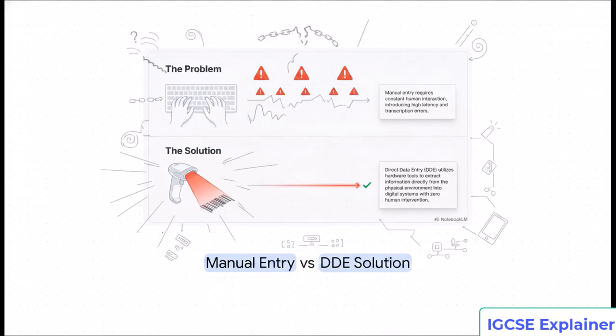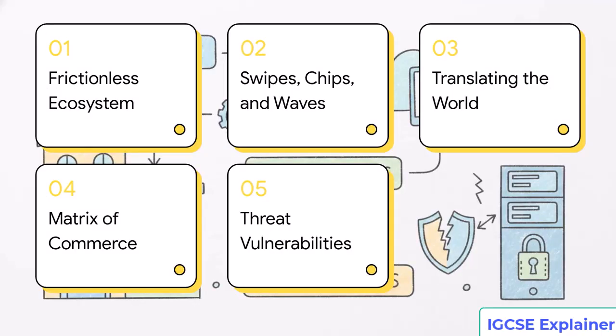Direct data entry, or DDE. Think about the old way of doing things, manual entry. It requires constant human typing, which, let's be honest, means high latency and a ton of typos. But with DDE, we're literally extracting information straight from the physical environment into our digital systems with absolutely zero human intervention. Here's our roadmap for today.